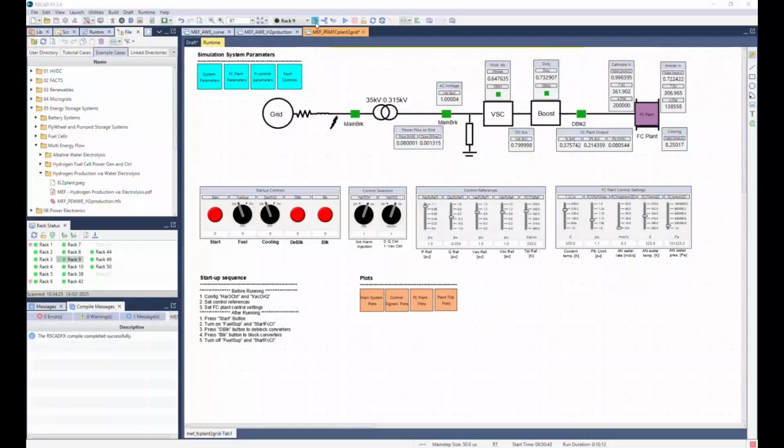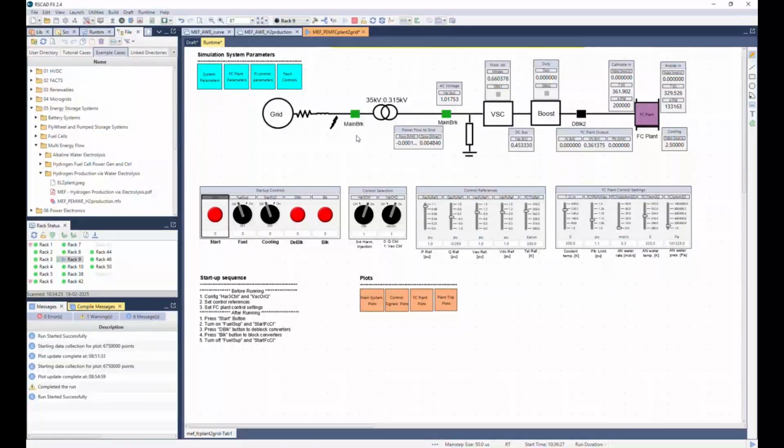Let's run the simulation. After starting the simulation, I am going to follow the sequence. First, I press this push button to close circuit breakers of the electrical system. Then I am going to turn on fuel supply and the cooling system. And when I press this deblock button, it's going to deblock both converters and connect this circuit breaker. You can see circuit breaker turn into green color, which means the fuel cell is now connected to the grid.